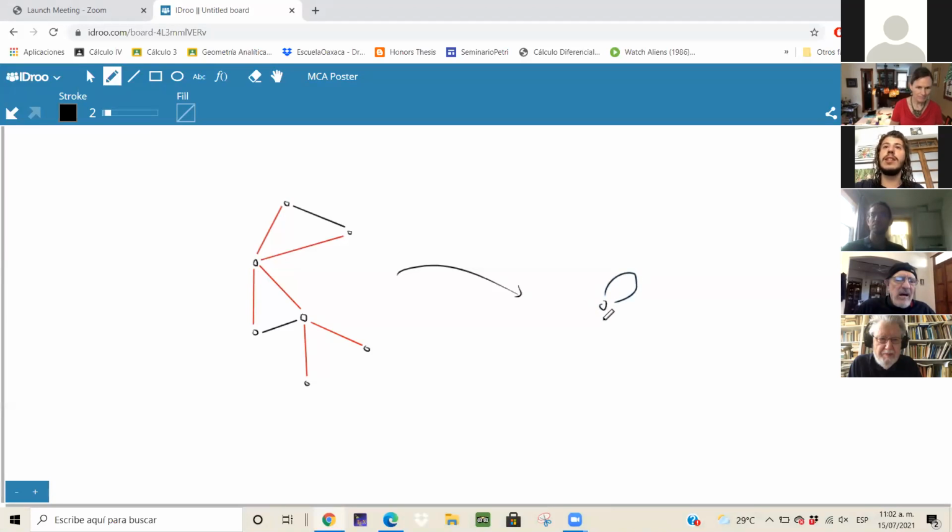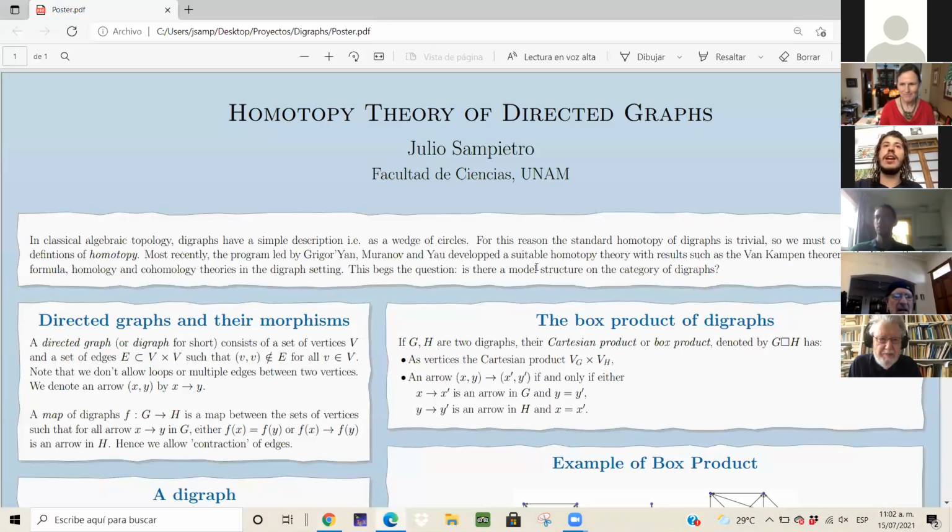So from the classical point of view, graphs are not very interesting. They are rather well understood. So this is why we are looking for other types of invariants that are more combinatorial in nature that can capture the essence of homotopy theory. So most recently, this was done by Grigoryan, Muranov, and Yao. And it's basically the approach that we're gonna follow throughout this poster.